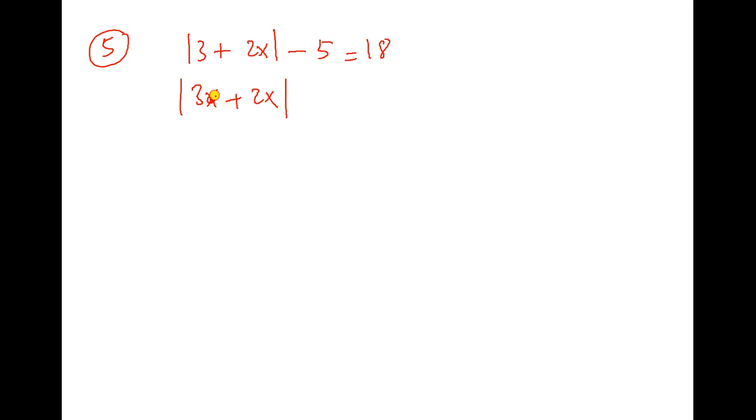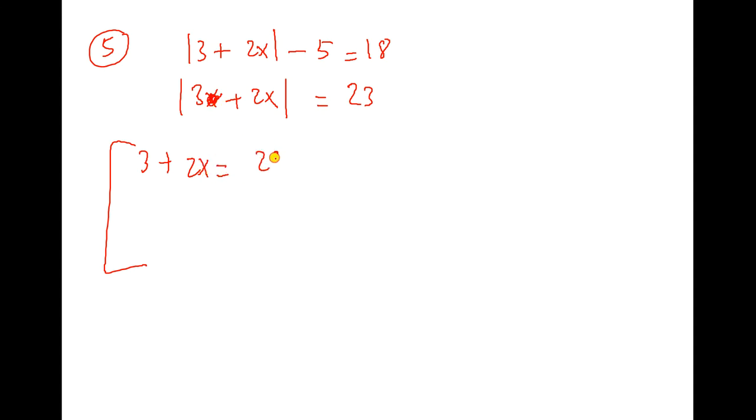Okay, the last example is also an absolute value equation. So 3 plus 2x, absolute value, minus 5 equal 18. Now, the absolute value expression is here. So the first thing is you need to move everything else to the right hand side. So absolute value of 3 plus 2x, add 5 on both sides, that equals 23. Now we end up with the absolute value equation.